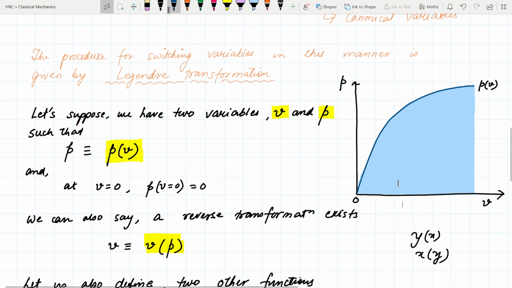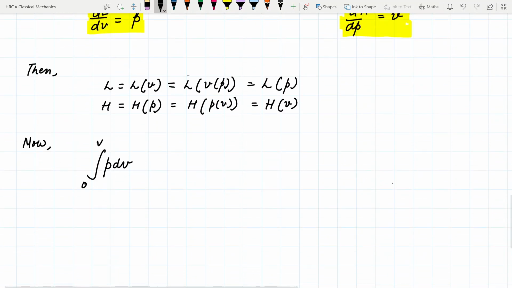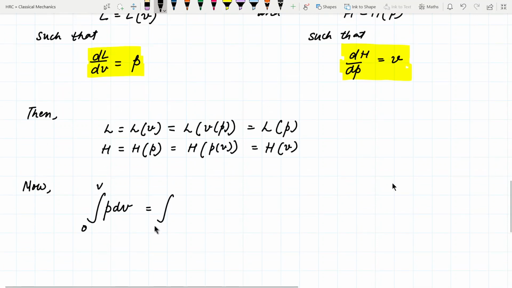This is what this integration, p dv from, let's suppose, 0 to v, represents, if the limits are 0 and v here. So for the integral from 0 to v of p dv, I define p as nothing but dL upon dv.